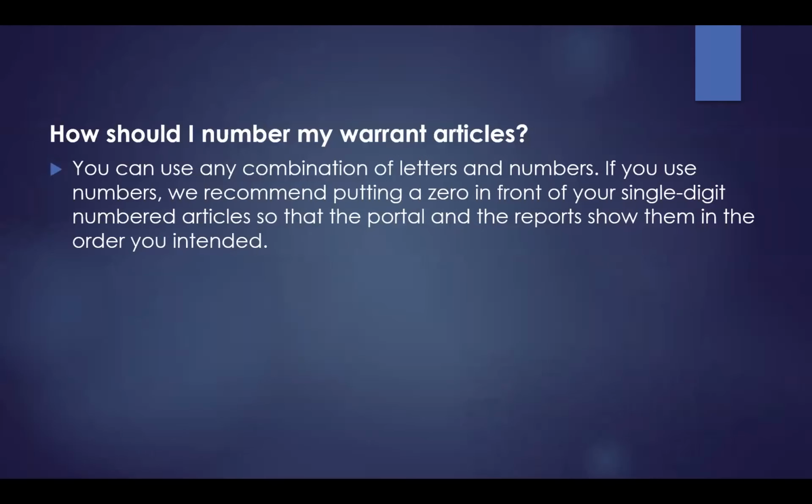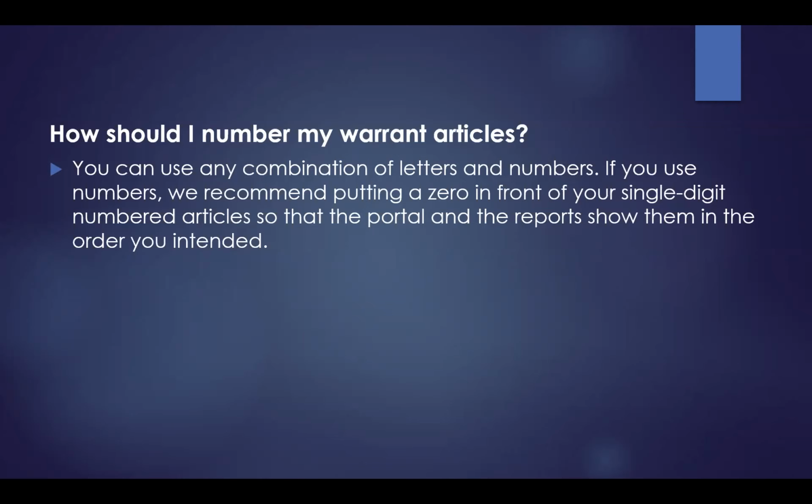Warrant article numbering actually comes up a lot, which might seem surprising. You can use any combination of letters and numbers. I've seen communities that put the year, a dash, and then a warrant article number. There are communities that use A, B, C, D, and so on, or other indicators for these warrant articles. You can use anything you want. The portal is going to sort them in alphabetical order on the website and in the reports.